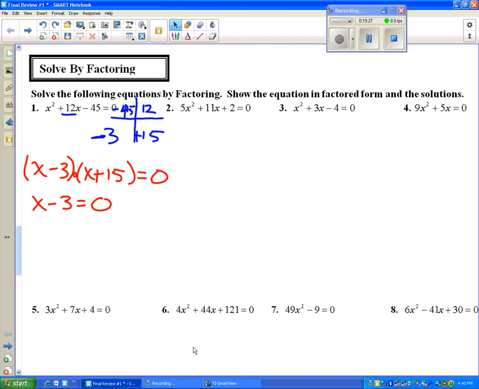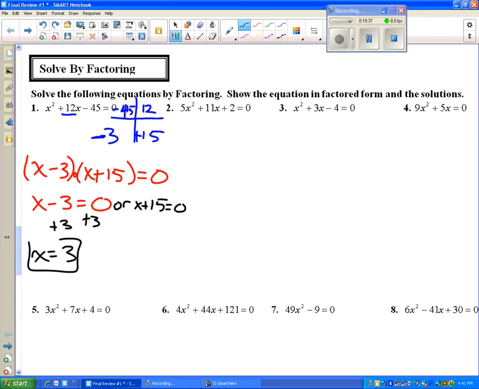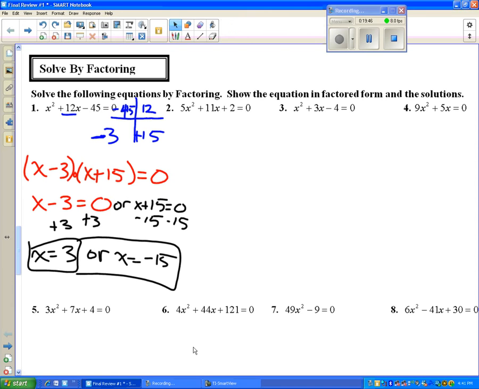Let me do it this way. Or x plus 15 is equal to 0. I'm going to add 3 here, so x is equal to 3. Or subtract 15, x is equal to negative 15. Those are my two answers. And I need solutions. It said to solve by factoring.